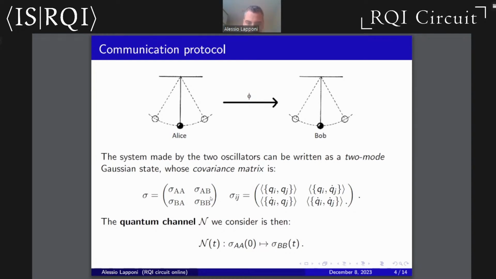The quantum channel is then the one mapping the input to the output. As input, I'm considering the state of Alice's detector at the time t equal to 0, so before the interaction with the field, while as an output, I'm considering the state of Bob's detector after a time t, after the interaction with the field has started, basically.